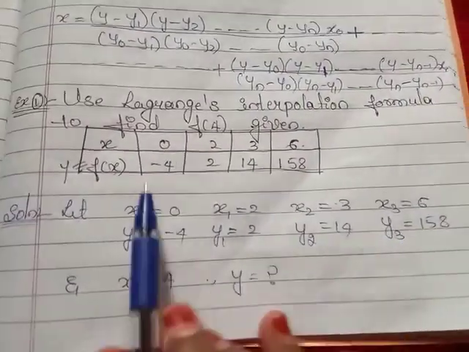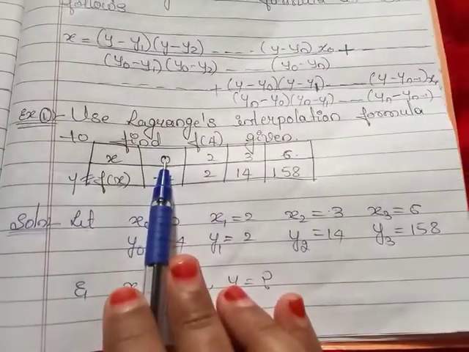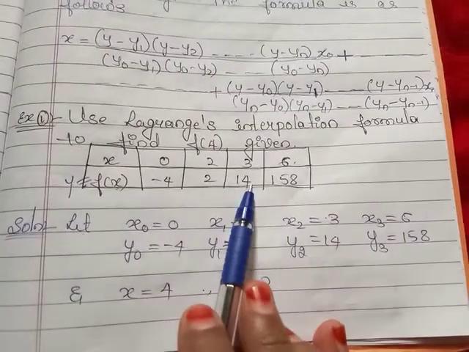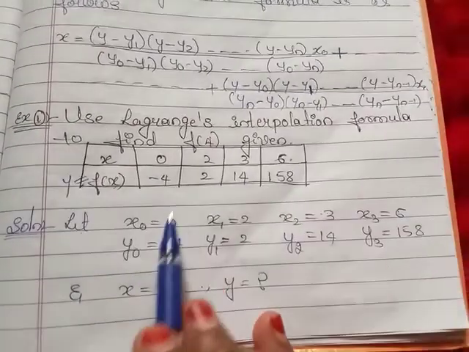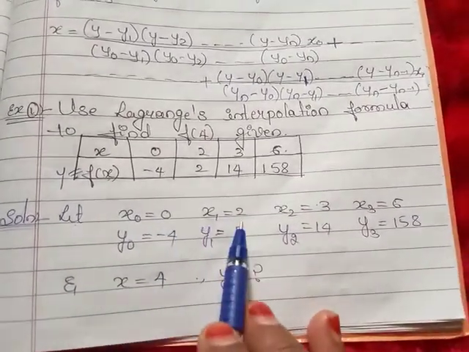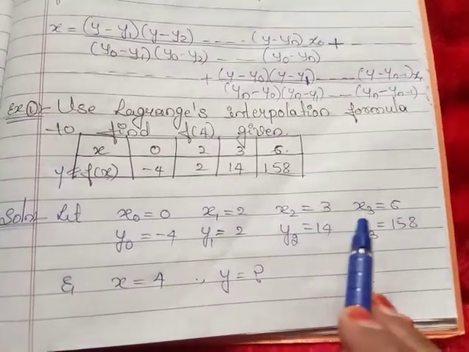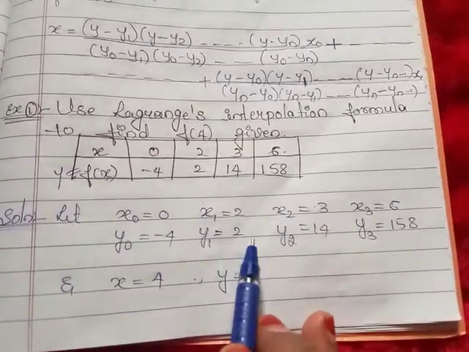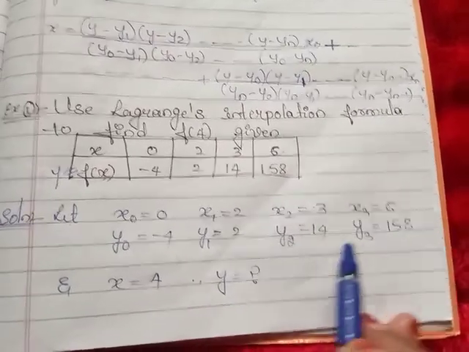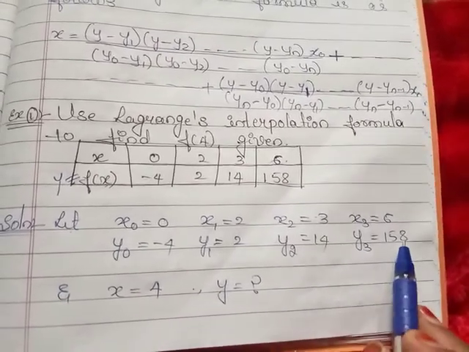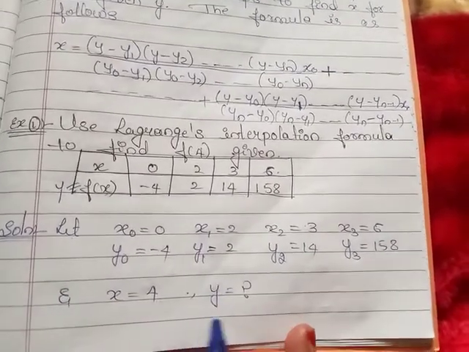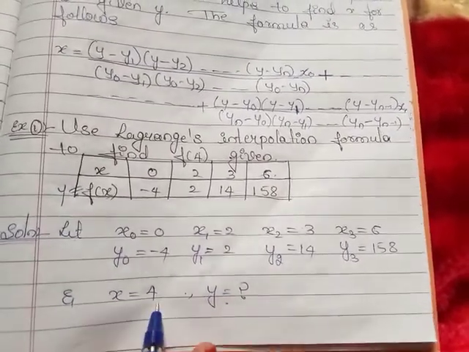Let x0 is equal to 0. Here this value, this is x0, x1, x2, x3, y0, y1, y2, y3. Just write down x0 is equal to 0, x1 is equal to 2, x2 is equal to 3, x3 is equal to 6, y0 is equal to minus 4, y1 is equal to 2, y2 is equal to 14 and y3 is equal to 158. Here x value is given, that is x is equal to 4. We have to find the value of y at x is equal to 4.